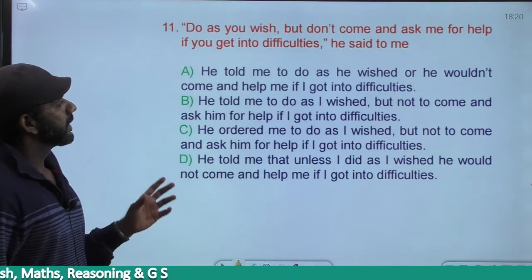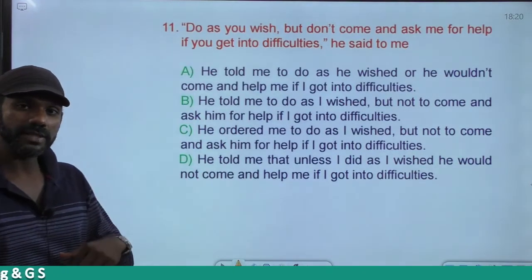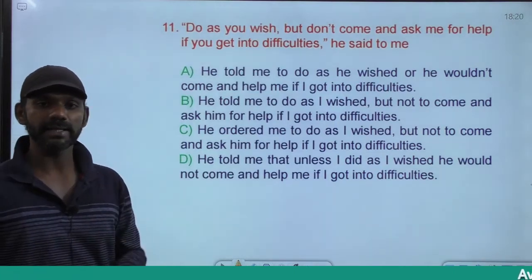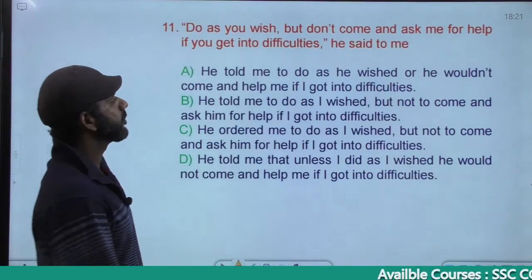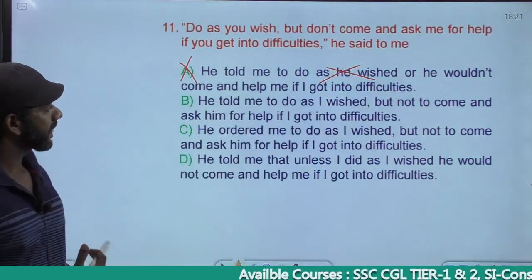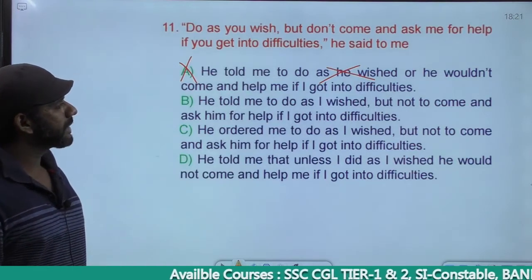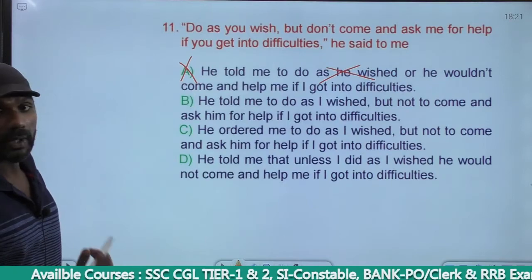Come to option A. He told me to do as he wished. As he wished, not as I wished. He said to me, do as you wish means he told me to do as I wished, not he wished. So based on that, option A is eliminated. Come to B. He told me to do as I wished. Completely fine.